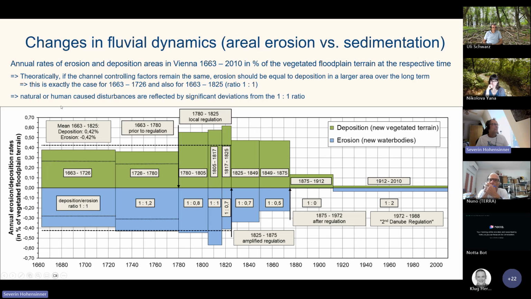Yeah, this means natural or human-caused disturbances are reflected by significant deviations from the 1:1 ratio. Because if this would not be the case, with a ratio of 1:1 over longer time, the river type would gradually move towards a new river type, towards a new state. And this, of course, we nowadays see mostly due to human interventions.